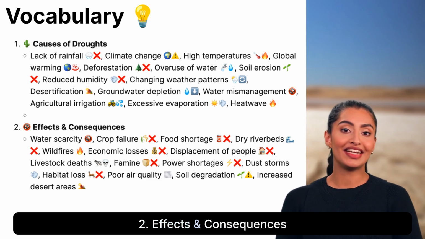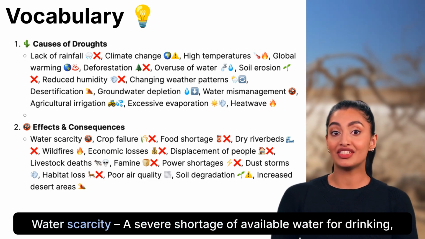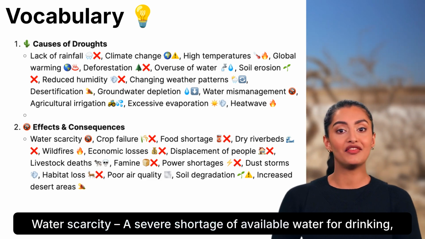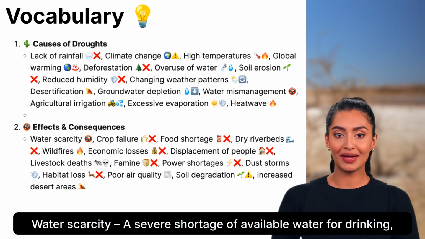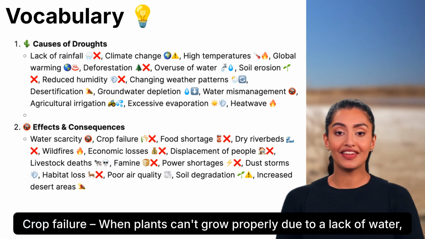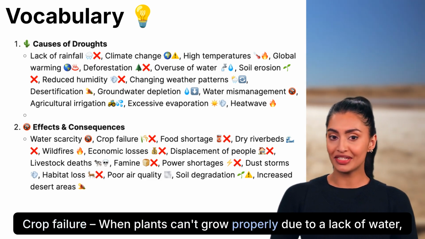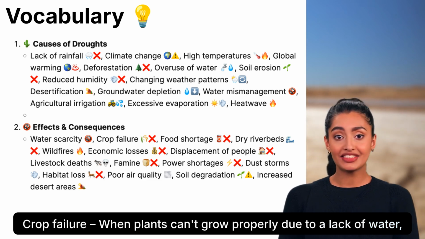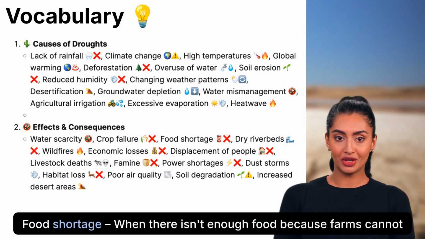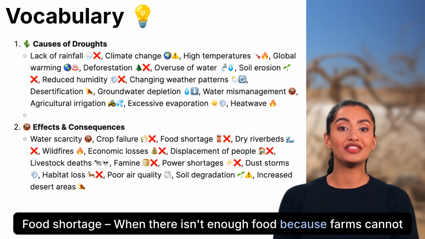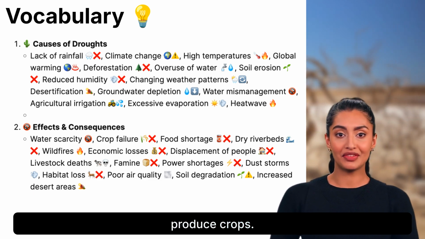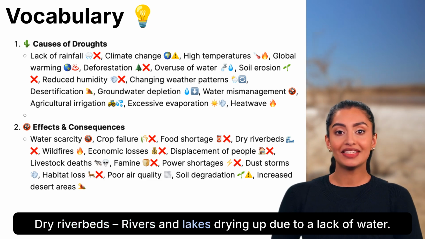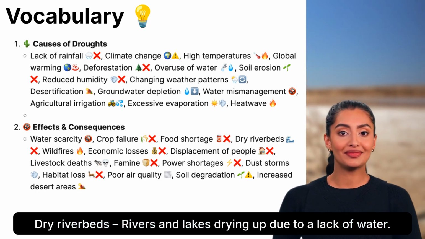2. Effects and consequences. Water scarcity, a severe shortage of available water for drinking, farming, and daily use. Crop failure, when plants can't grow properly due to a lack of water, leading to food shortages. Food shortage, when there isn't enough food because farms cannot produce crops. Dry riverbeds, rivers and lakes drying up due to a lack of water.